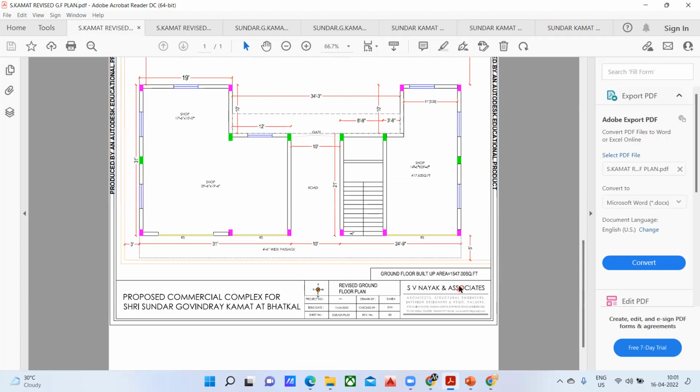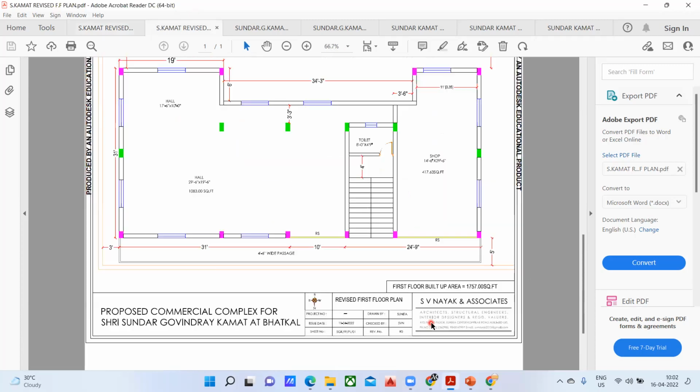In the next lecture, I'll try to teach you how to calculate this area, but right now we'll concentrate only on the plan. Got it? Now I'll be taking it to one more plan. This is a ground floor plan, since it's a G+1 building. Right now I'm in the first floor. You can see it here: first floor built up area, which is 1757 square feet.